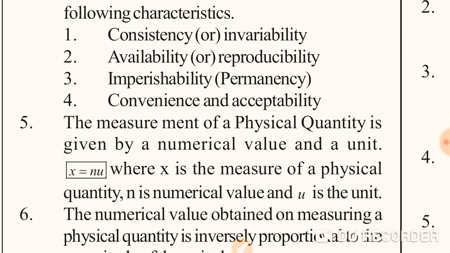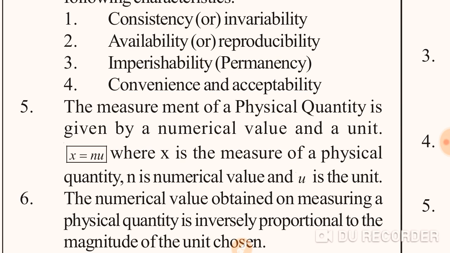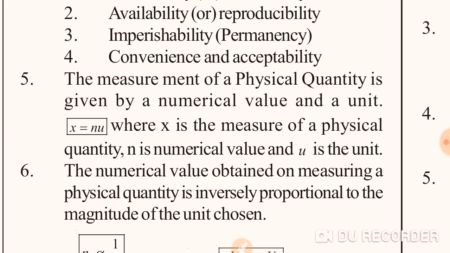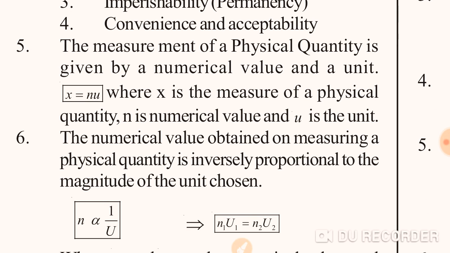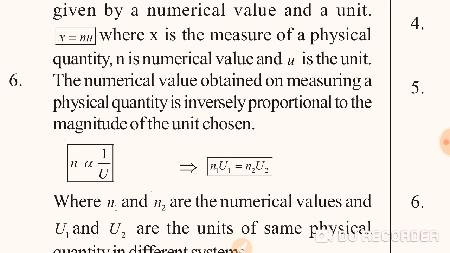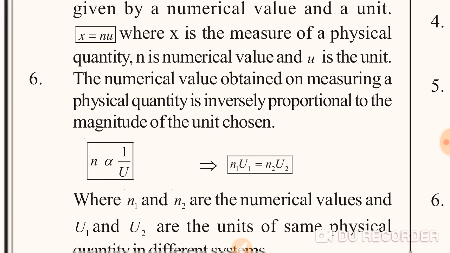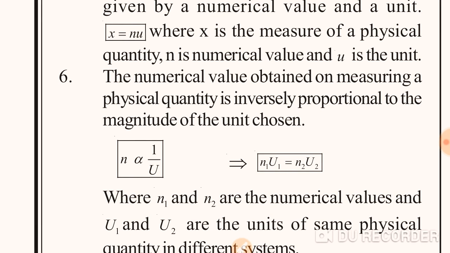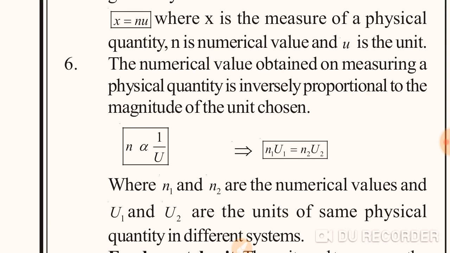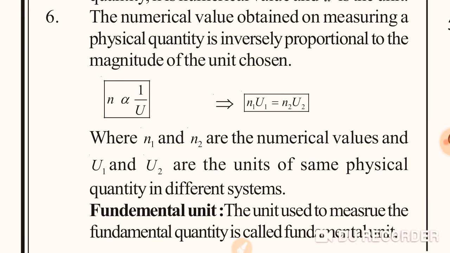Now the fifth point: the measurement of a physical quantity is given by a numerical value and a unit. X = nu, where x is the measure of the physical quantity, n is the numerical value and u is the unit. The numerical value obtained on measuring a physical quantity is inversely proportional to the magnitude of the unit chosen: n1u1 = n2u2, where n1 and n2 are numerical values and u1 and u2 are units of the same physical quantity in different systems.